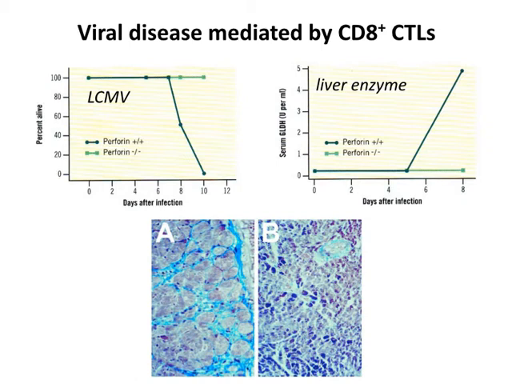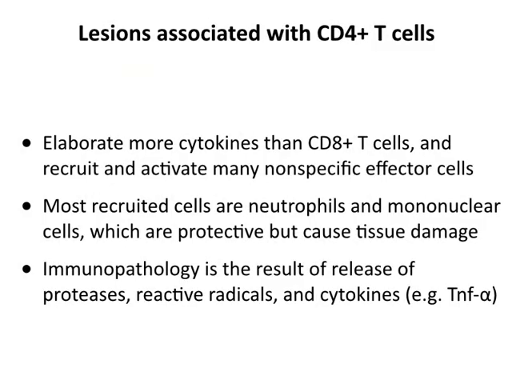If you infect perforin knockout mice, that's the section on the right, there's no damage to the heart. So the heart damage in this infection, which is lethal to the mice, again is caused by CD8 positive cytotoxic T lymphocytes. There's also CD4 T cell associated immunopathology.